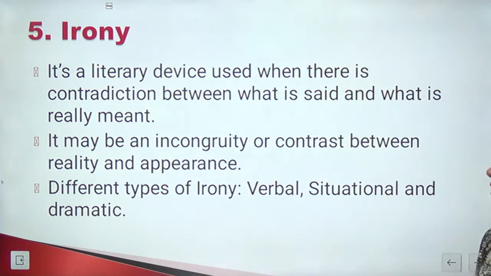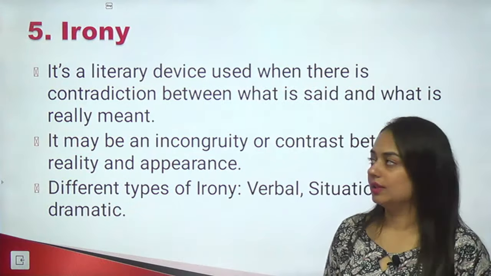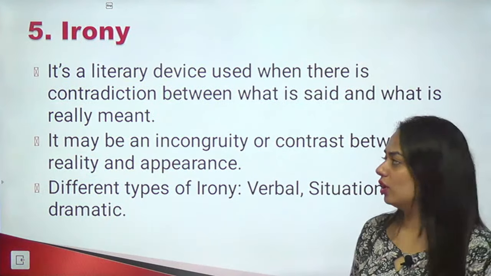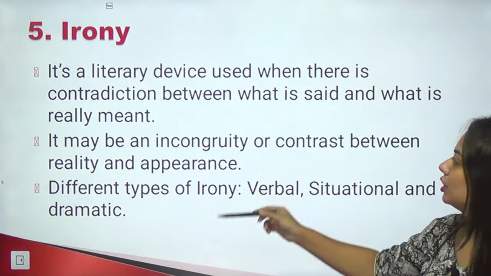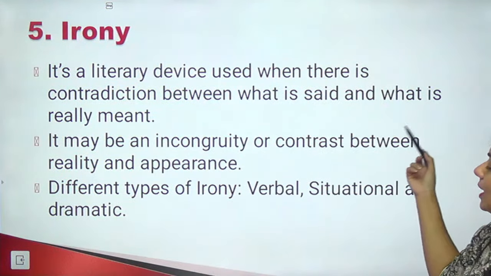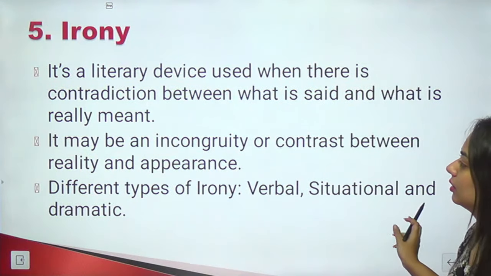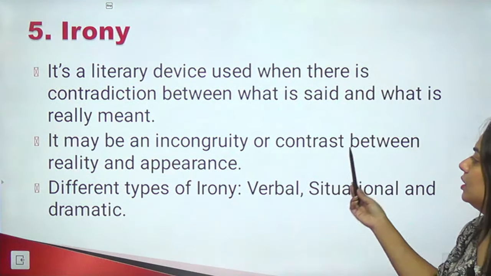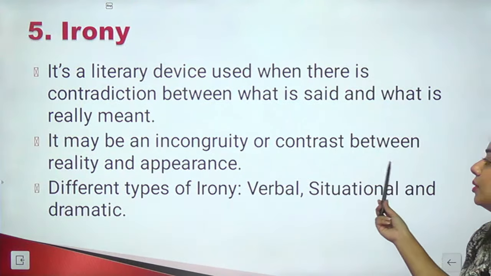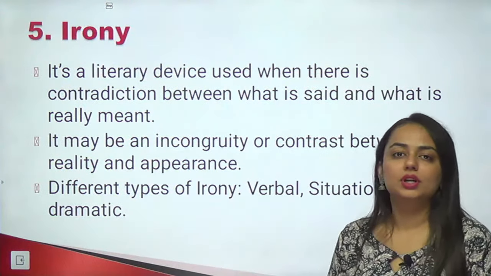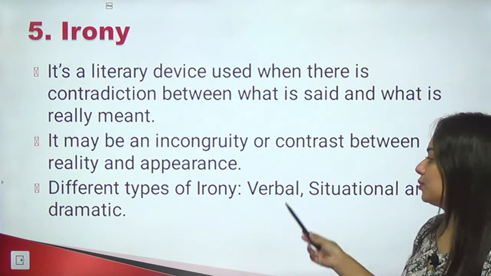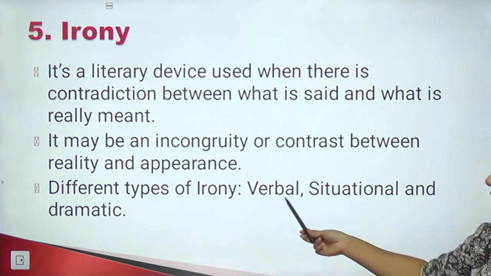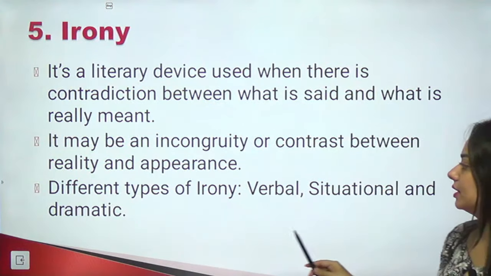Okay, moving on to the next one, which is irony. Irony, I believe you must have all heard. It's a literary device used when there is contradiction between what is said and what is really meant. So it may be an incongruity or contrast between reality and appearance. What appears and what really is are two different things. Different types of irony can be verbal, situational, and dramatic.